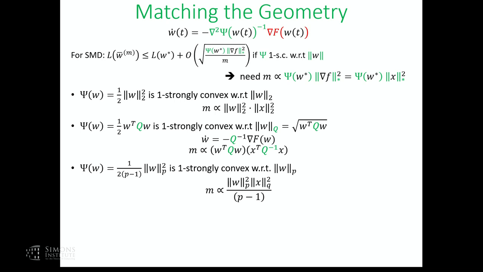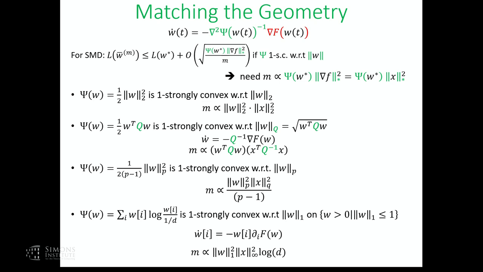1 plus 1 over log D, sorry, yeah. Okay, but the other approach is to take this entropic potential. So if you take psi to be, instead of the L1 norms, the sum of the WIs, the sum of the WI log WI, then this is one strongly convex, at least in the restriction of the space with bounded L1 norm.